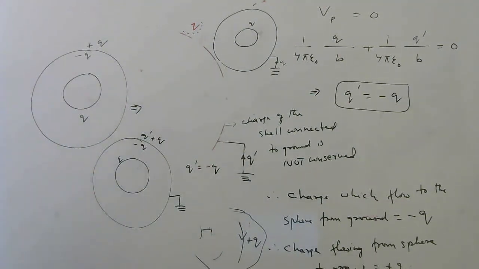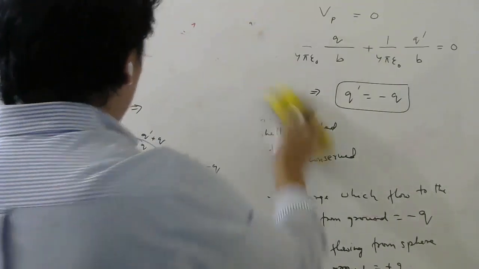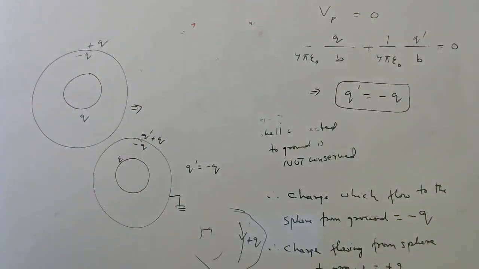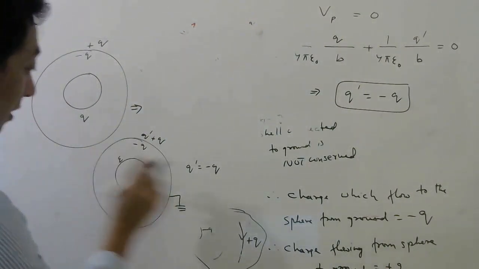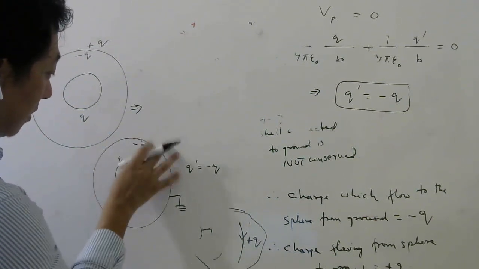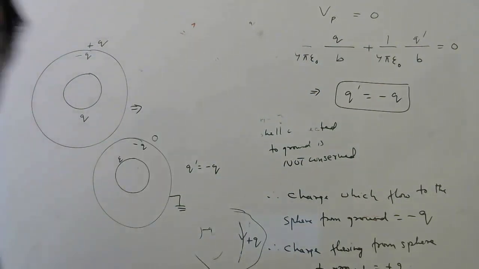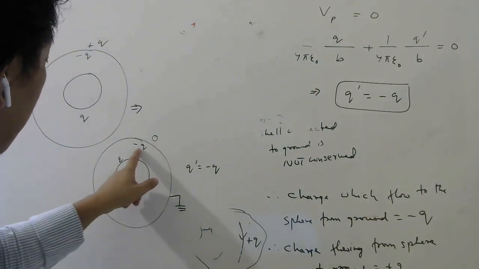So since q dash is equal to minus q, if you substitute this q dash here, what will be the final result? Q dash you put here. So this will be minus q plus q, so this will be 0. So this is how it will be distributed. Outer one will be 0, this will be minus q, this will be q.